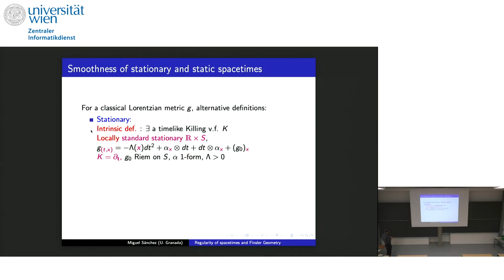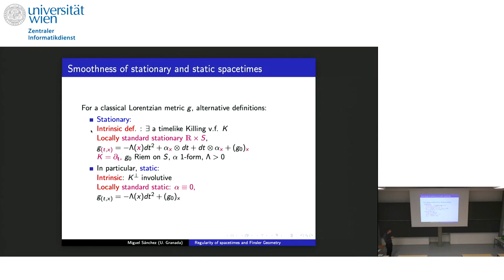For example, if I consider stationary and static spacetimes in the classical Lorentzian setting, and we want to translate this to the Finslerian setting, a stationary spacetime is intrinsically defined as a spacetime which admits a time-like Killing vector field. Locally, this means that it is standard stationary, and standard stationary is just a metric on the product R by a manifold S, which is independent of the coordinate t of the R part, and where the Killing vector field corresponds with this associated vector field.